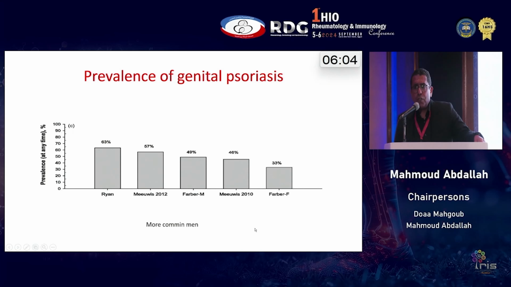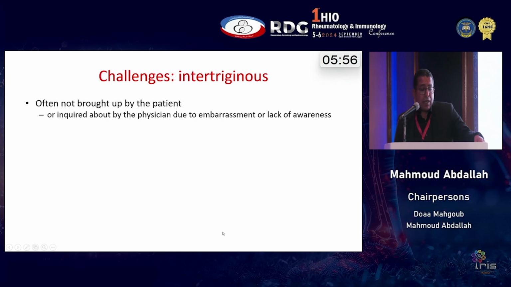The prevalence of genital psoriasis is very different from one publication to the other. However, it is more common in men, and the different percentages is attributed to the patient and the physician. Usually the patients don't mention that they have genital involvement unless inquired by the physician, and sometimes they are embarrassed or they are not aware that this is related to psoriasis at all.